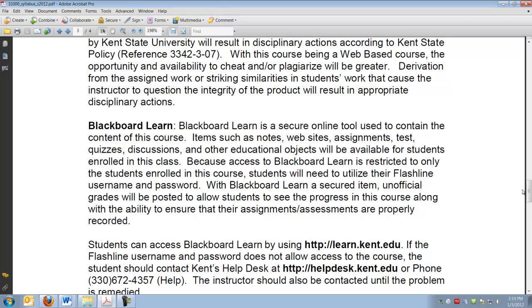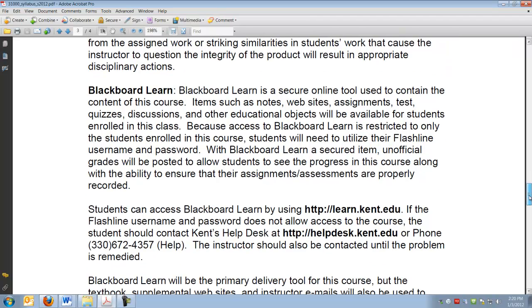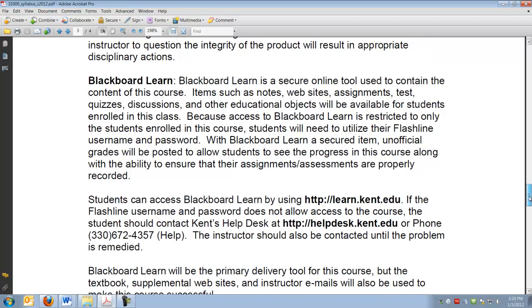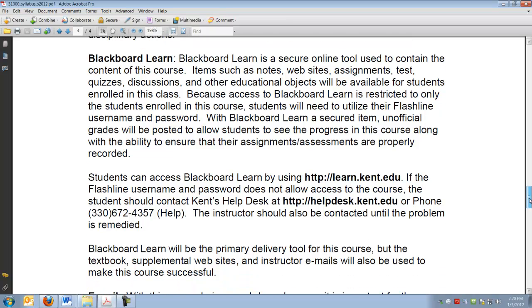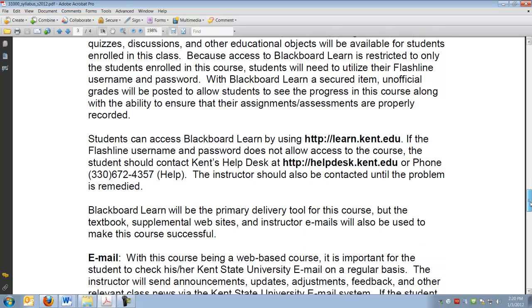As mentioned, I do use Blackboard Learn for our course. Inside of Blackboard Learn, there's a number of tools that we'll use. It's how you'll submit most if not all of your graded assignments. You can access Learn either through Flashline or directly by going to learn.kent.edu, and that will allow you to access the items you need. If you have trouble accessing Blackboard Learn, contact the Kent Help Desk, and they will hopefully get you back on track.